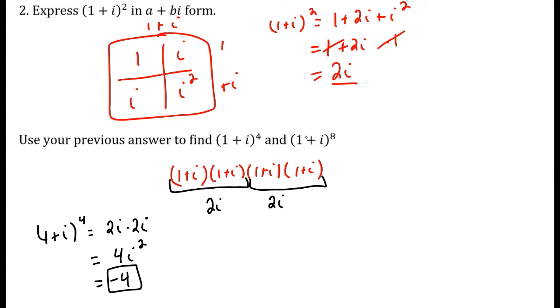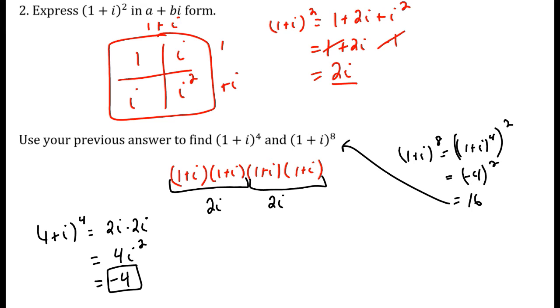And wait a second, (1 + i) to the 8th is squaring that thing. (1 + i) to the 8th is (1 + i) to the 4th squared. So it's (-4) squared, which happens to be 16. So that is the number there that we call 16.